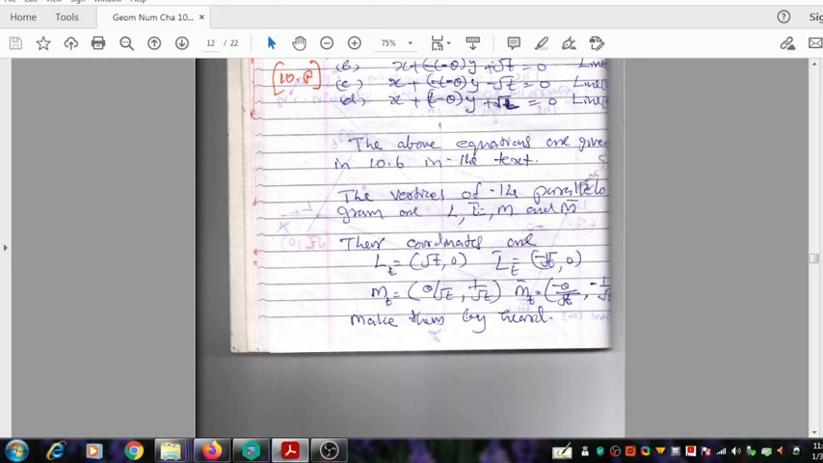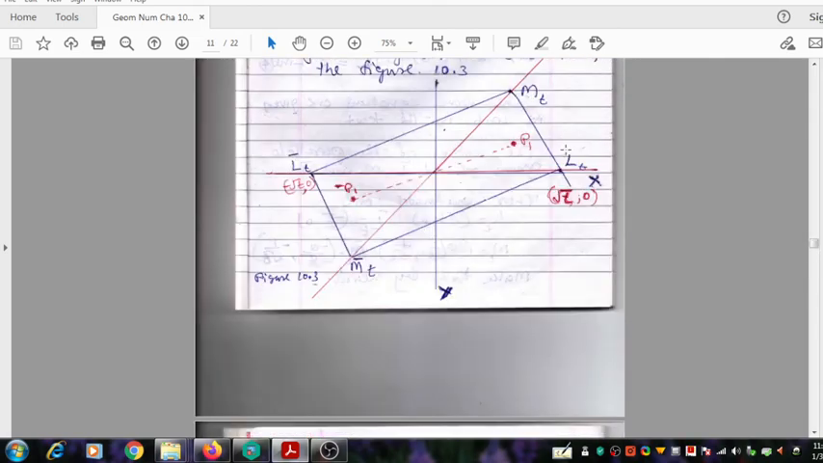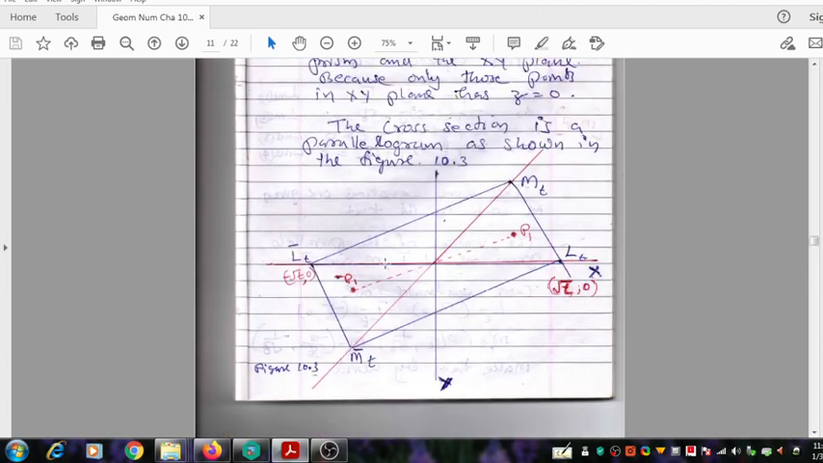The vertices of the parallelogram are marked with L bar and M bar. See the figure: L bar and M bar. These are the quantities for t, corresponding to the prism KT. This is the parallelogram, or the cross section corresponding to the prism KT.